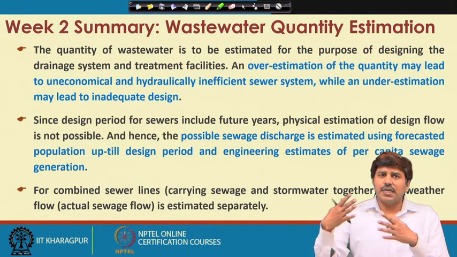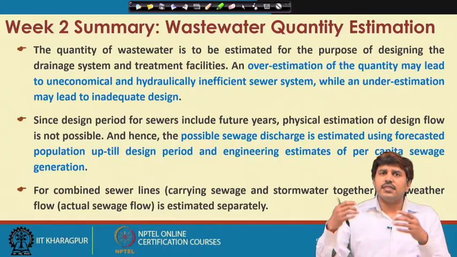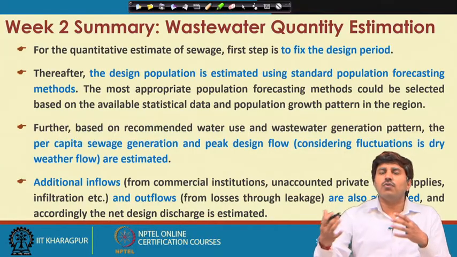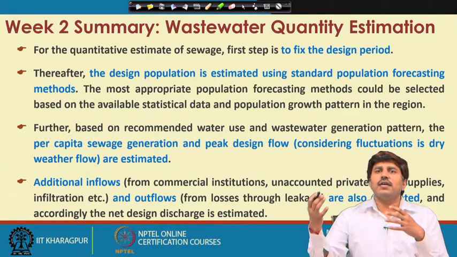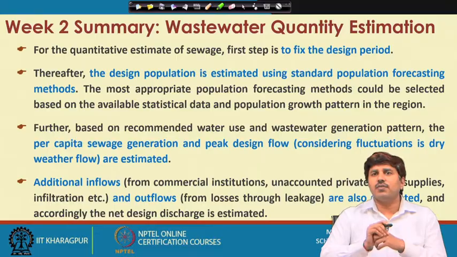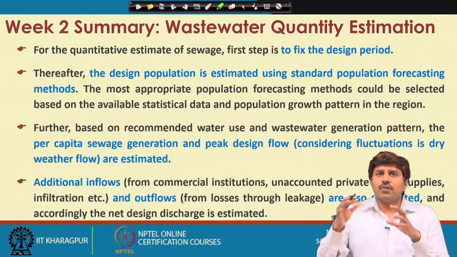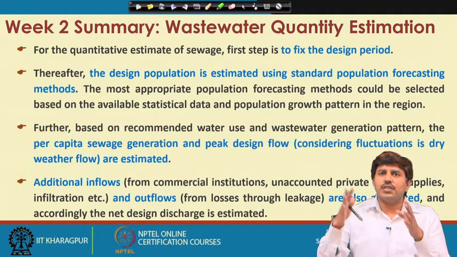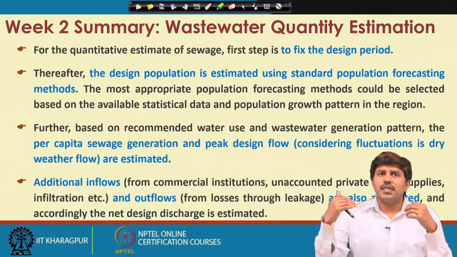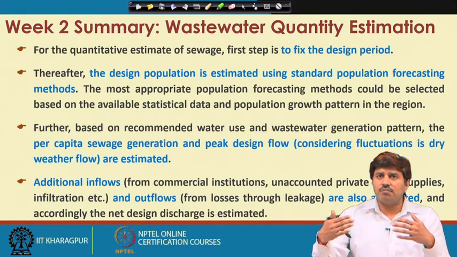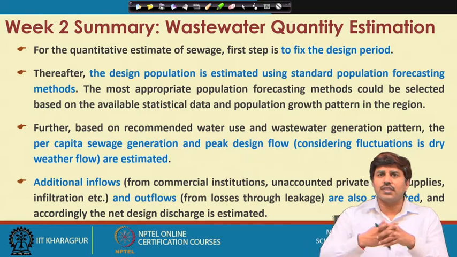If we are planning to go for combined sewer lines, it is important that we estimate dry weather flow also, which is the actual sewage flow, whereas the total flow in combined sewer lines will have storm water as well as the wastewater or sewage. So, for the purpose of wastewater quantity estimation, as we discussed, we need to first fix a design period. Thereafter, we need to get the design population estimates using the standard population forecasting methods.